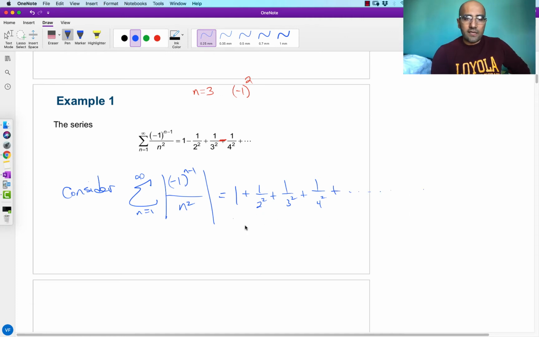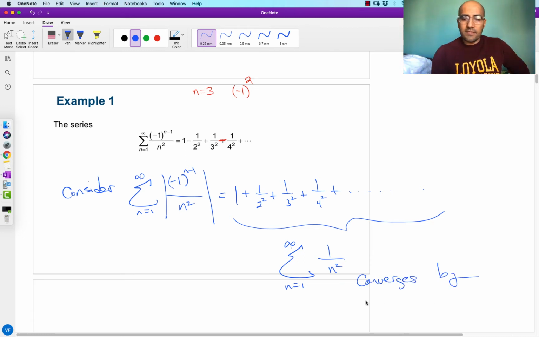And so this is just the sum as n goes from 1 to infinity of 1 over n squared, right? And this converges by the p-series with p equal to 2. We've seen this one before. The sum of all these will converge by p-series equal to 2.